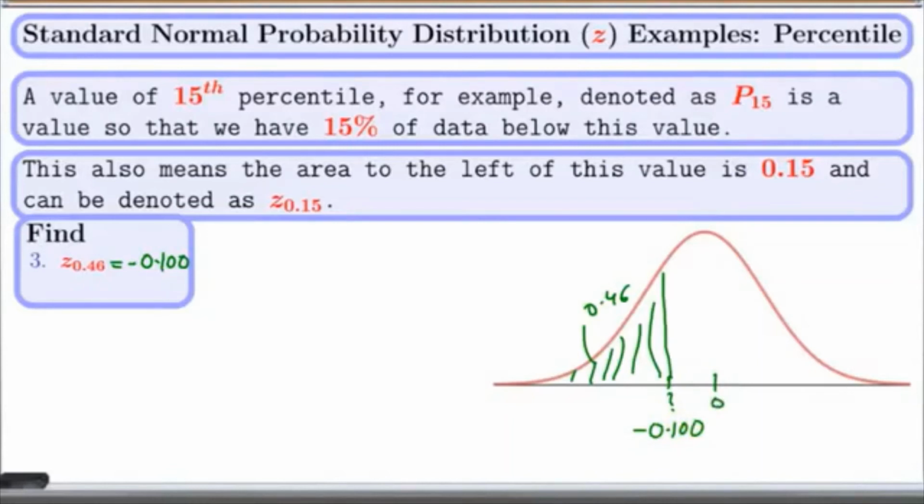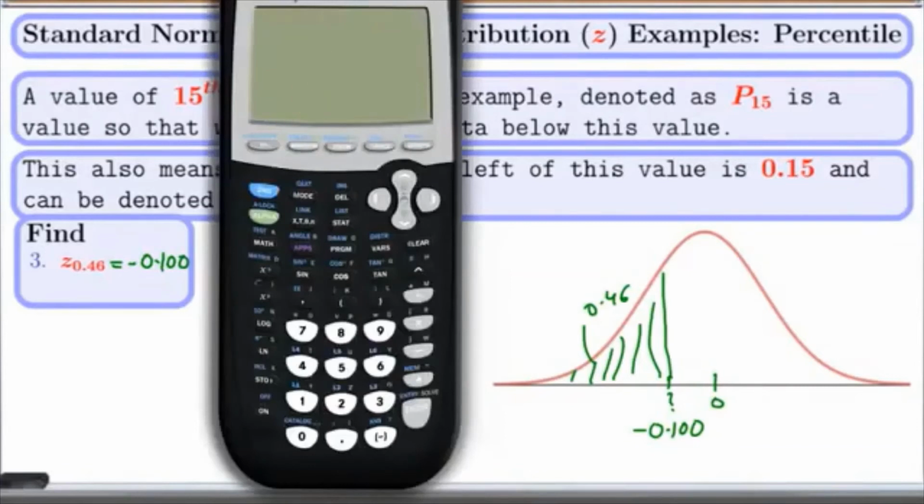So this value here is negative 0.100. Now, let me show you how to find this value in a calculator. So let me pull up my calculator first. For that, go to second, then go to distribution. We will need inverse norm. So use this arrow key to go down to number 3, then hit enter. So it takes area to the left, which is 0.46. That's what we'll put in there, 0.46. Then our mean is 0 and our standard deviation is 1. Then hit enter and enter. And this is exactly what we got also from the table.